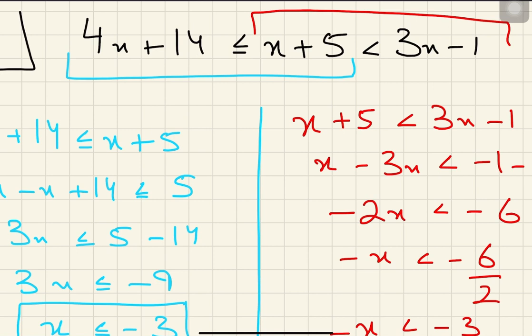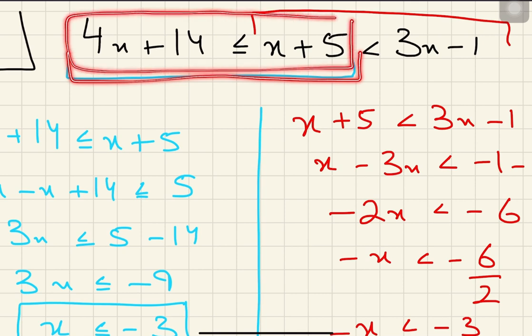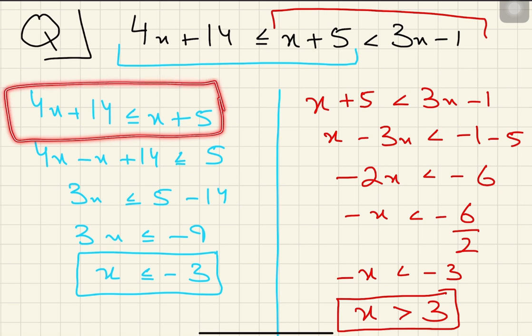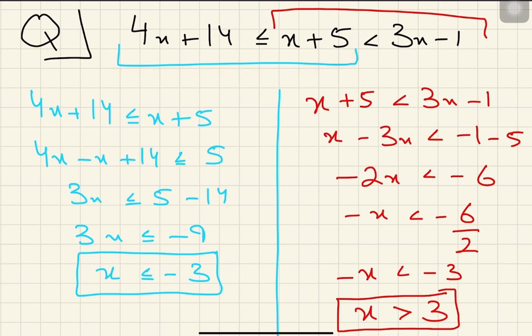First of all, you will separate this inequality and write it alone over here. 4x plus 14 less than or equal to x plus 5 over here, and then x plus 5 less than 3x minus 1 over here. That's how you form two different inequalities from this one. Separate this part first, and then separate this part. Now the solution is totally similar to the previous solution, so I'm not solving it completely.